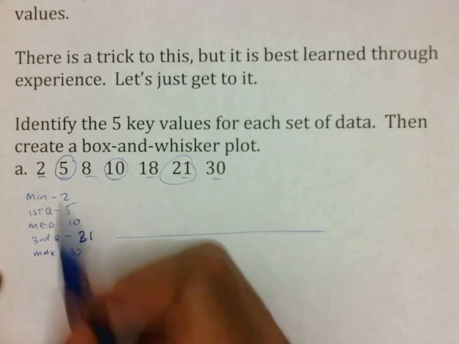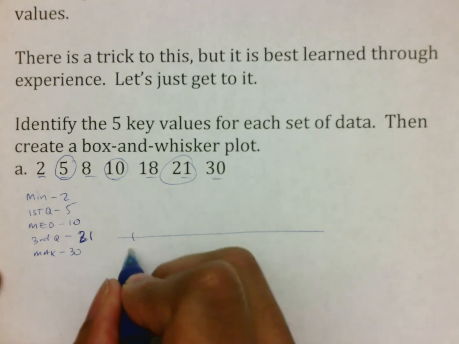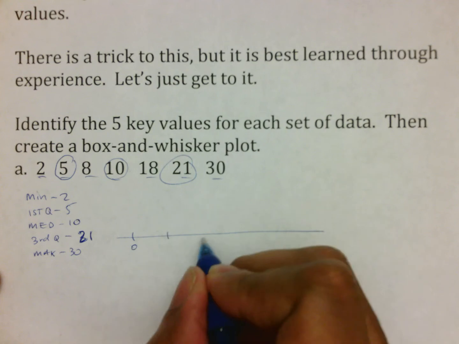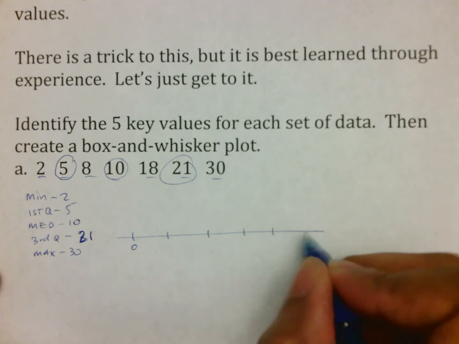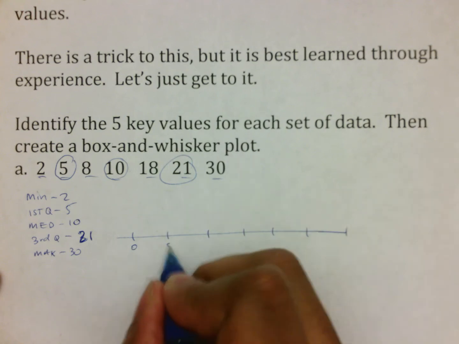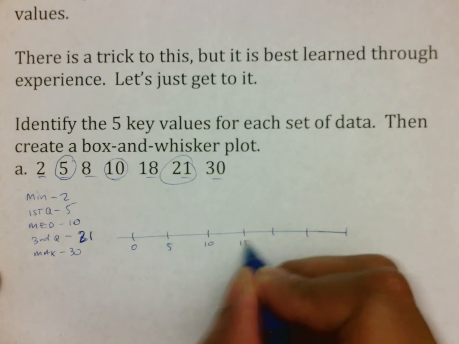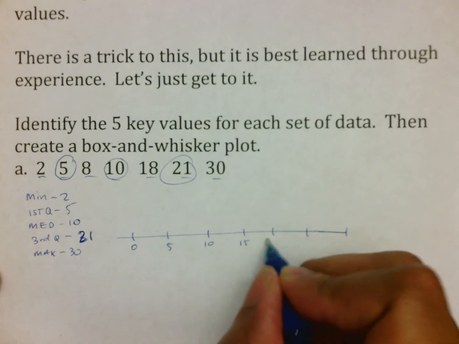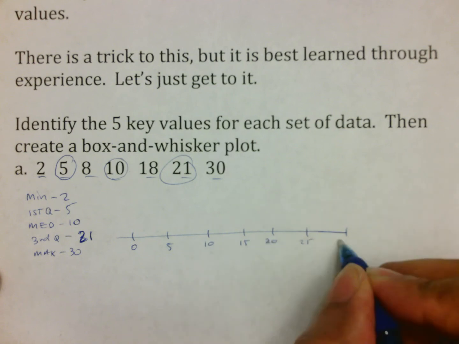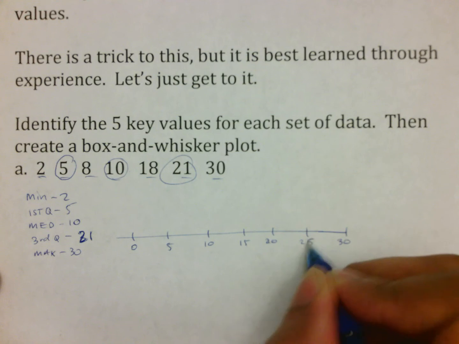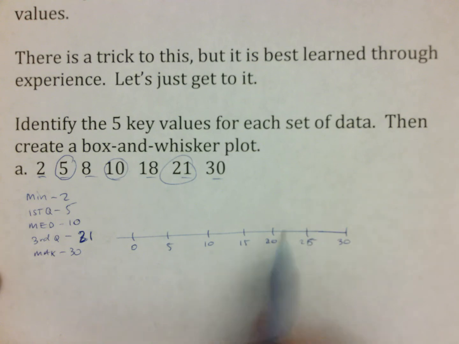So I need something with the range from 2 to 30, so I'm going to go ahead and put a 0 here, 5, 10, 15, 20, 25, and 30. So you need numbers that are evenly spaced, just like we said before. But again, we need numbers that are evenly spaced and ready to go. And then all you do is you mark these 5 values.